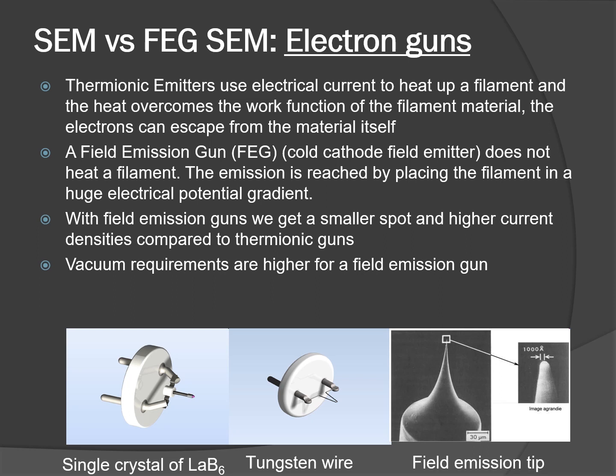A field emission gun does not heat a filament. The emission is reached by placing the filament in a huge electrical potential gradient. With field emission guns, we get a smaller spot and higher current densities compared to thermionic guns. Vacuum requirements are higher for a field emission gun.